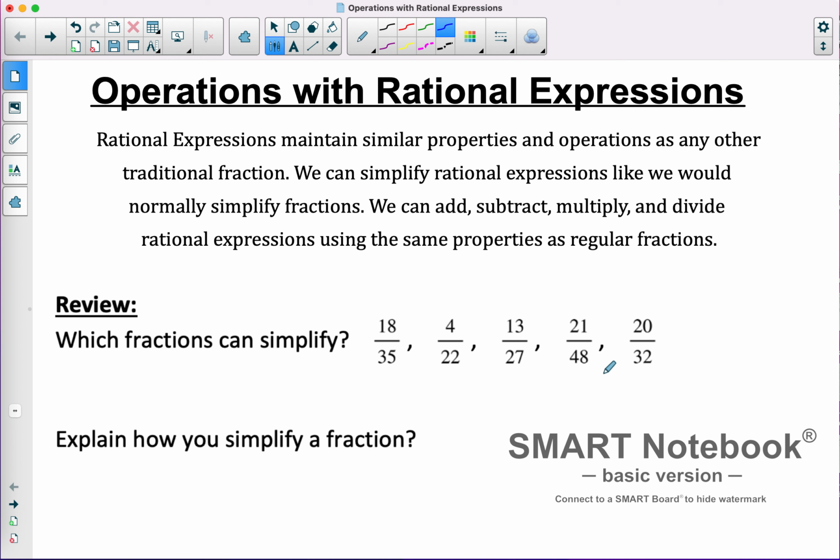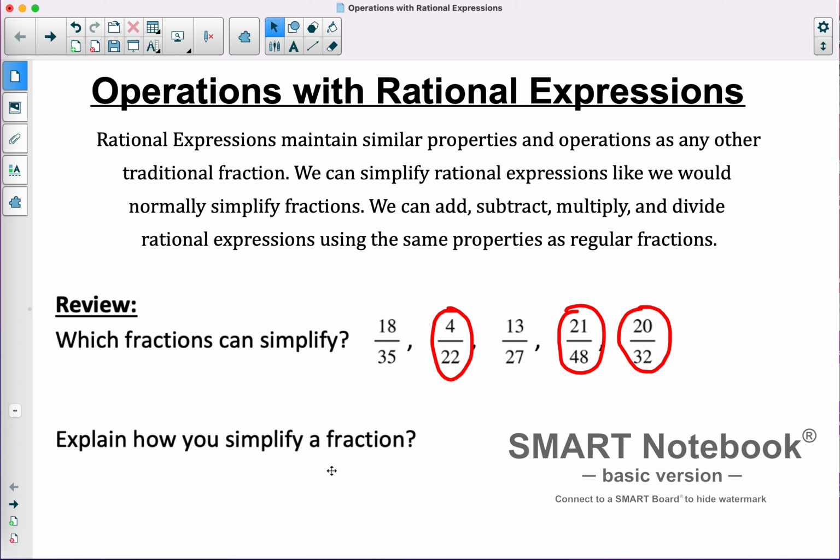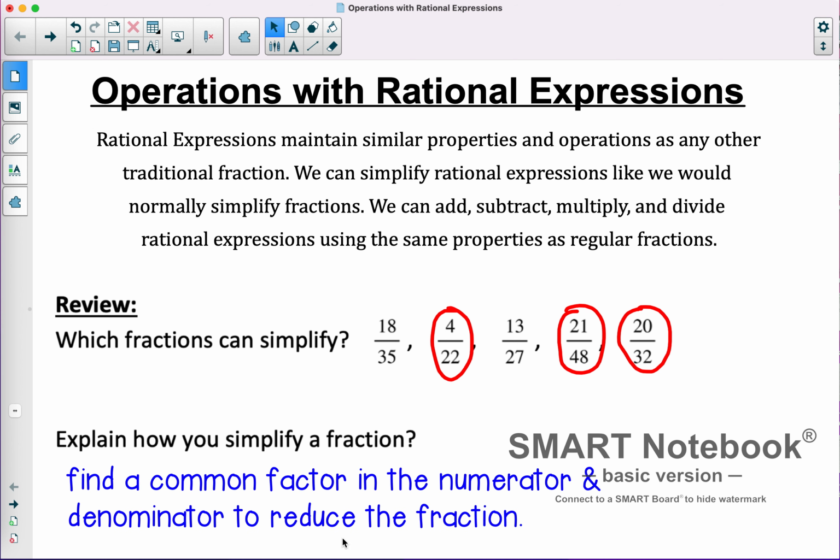Think about these 5 fractions here and see if you can identify which ones would simplify. So now, if you've identified the ones that will, 4 over 22 can reduce, 21 over 48 can reduce, and 20 over 32 can reduce. All of these can simplify, so we want to think about how do we simplify a fraction. I'm looking to see if there's a common factor in the numerator and denominator. So we want to find that common factor in both the numerator and denominator to reduce the fraction.